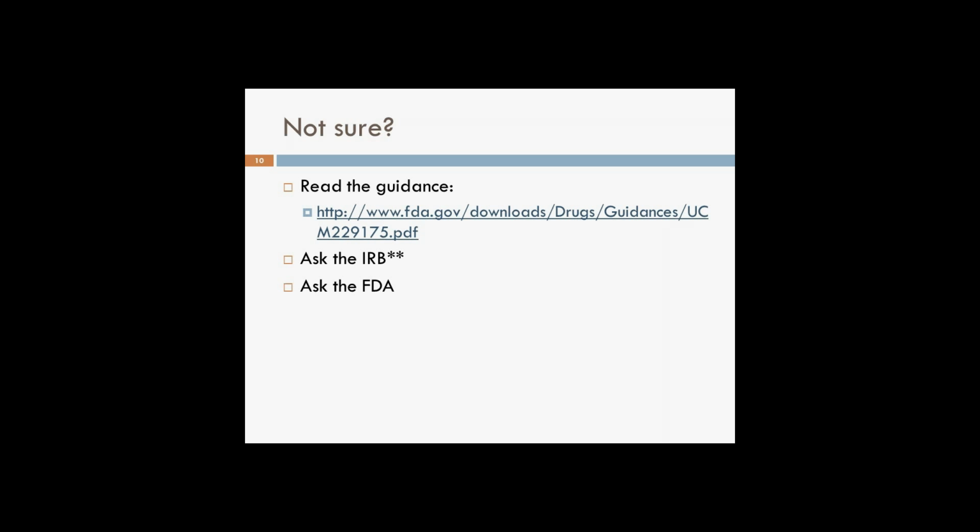And we have actually submitted an IND before, maybe last year or so, where the FDA came back and said, really, you don't need an IND for this. And the IRB had suggested we do it as well. So even they don't always get it right, but they're more likely to err on the side of overcaution, which is what we want them to do anyway. So in the end, it was a good exercise.